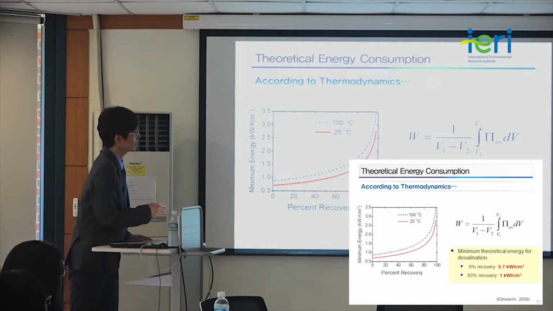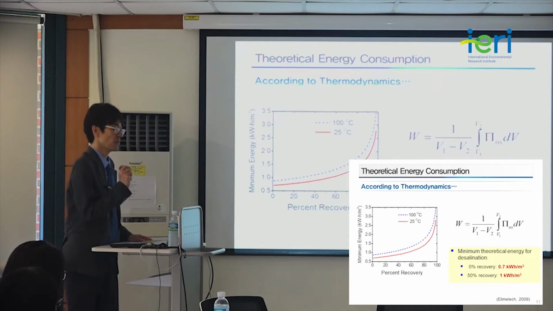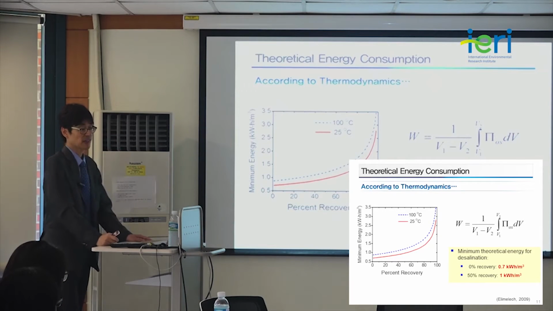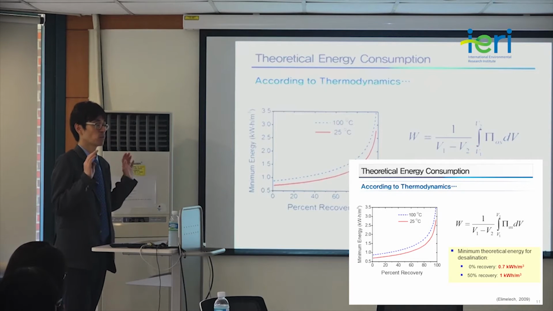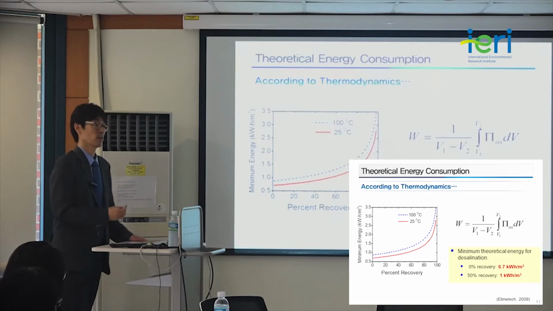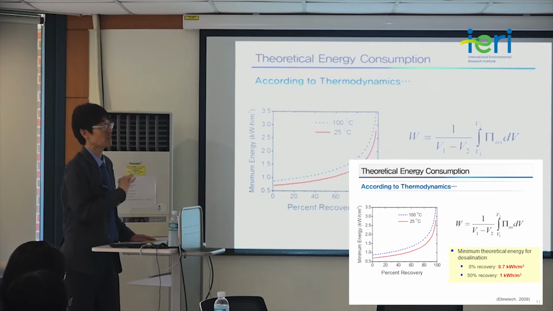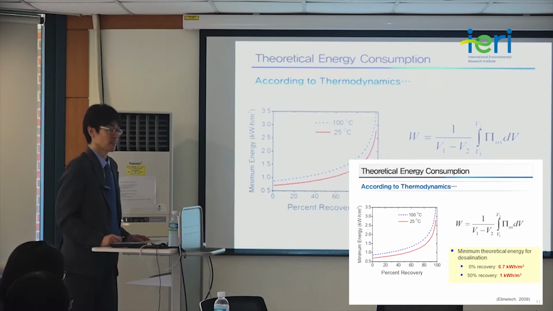In this case, 0% recovery means that we just have a very small amount of fresh water produced during this desalination. So 100% recovery means that if you have 1 cubic meter of the seawater, and if you produce 1 cubic meter of the fresh water, in such cases, we call that 100% recovery, which is not really possible. But you know, that's the ideal concept.